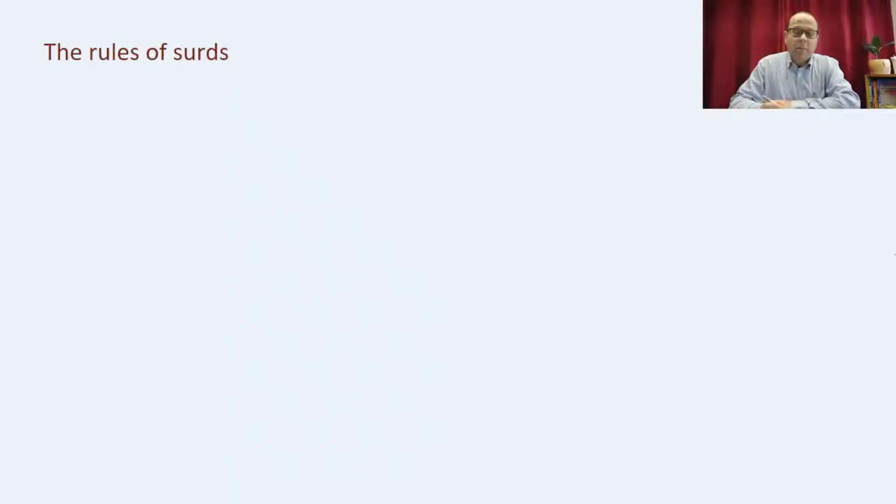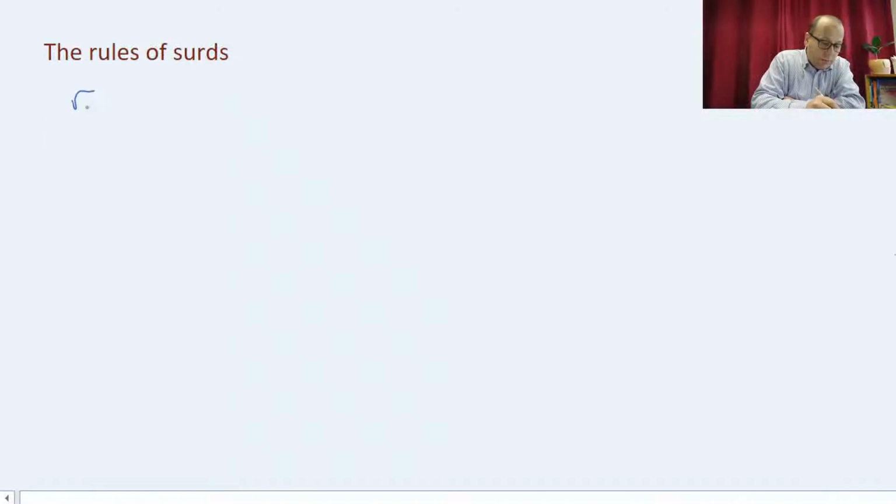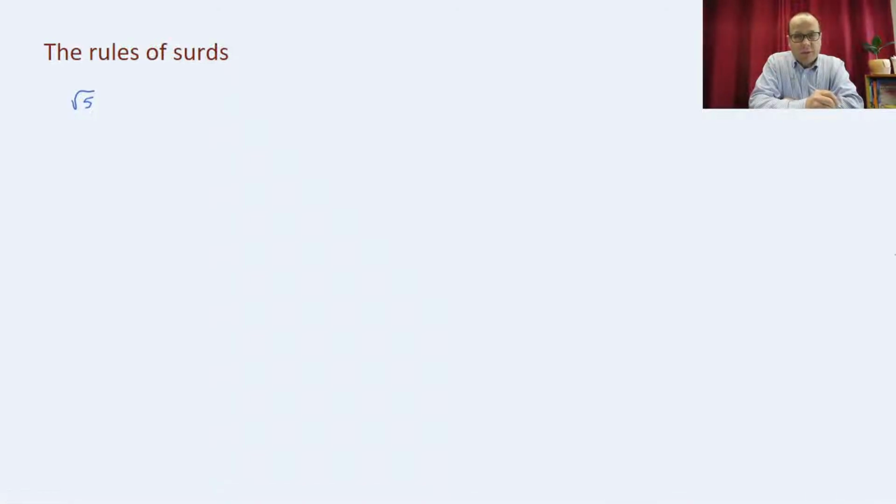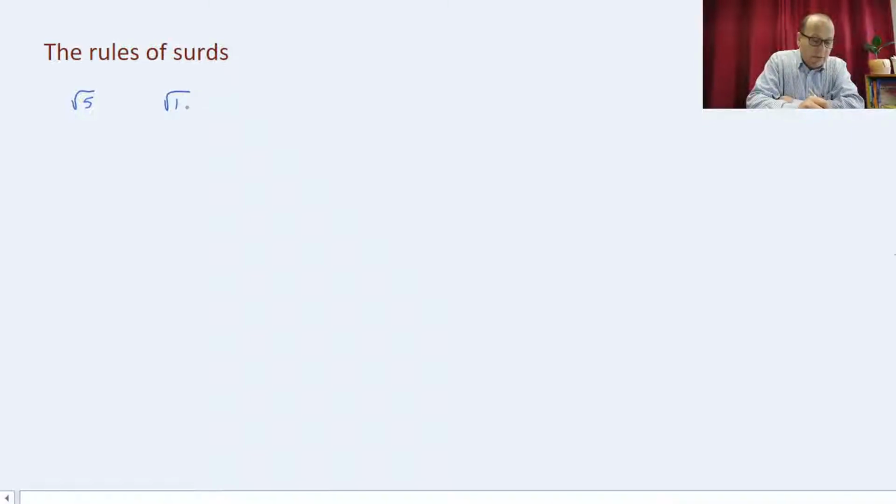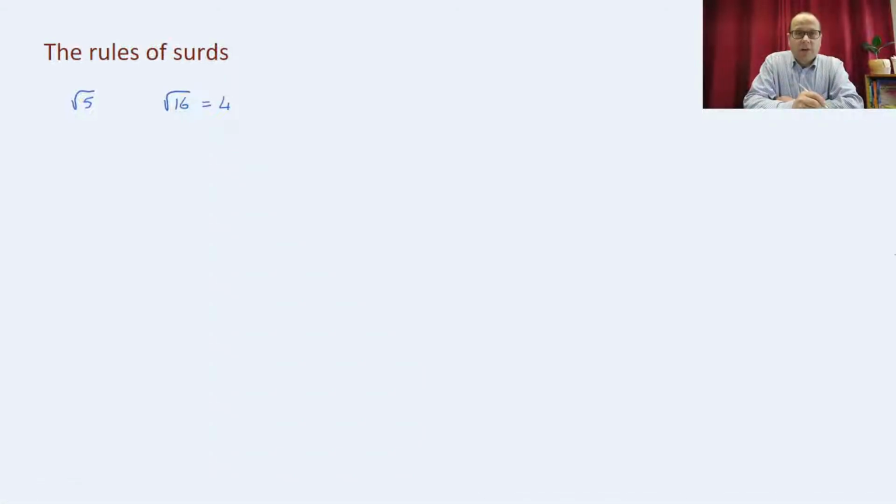Surds are numbers like square roots. Say for example, square root of 5. It's a surd. So basically any number that is not a square number, it's a surd. Square root of 16 is not a surd because that's just 4. With that being said, we have the 4 general rules of the surds.